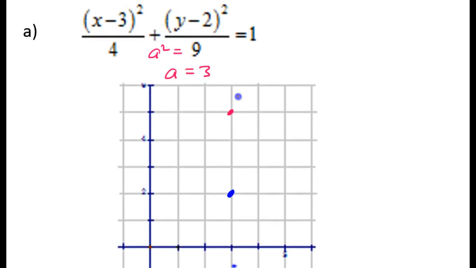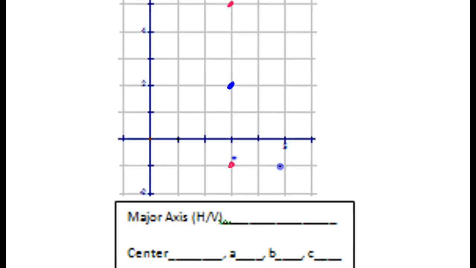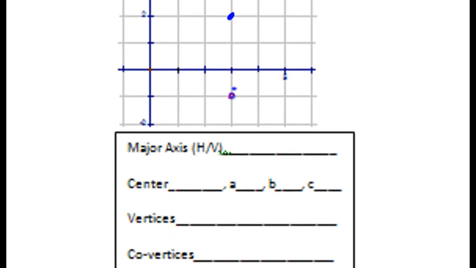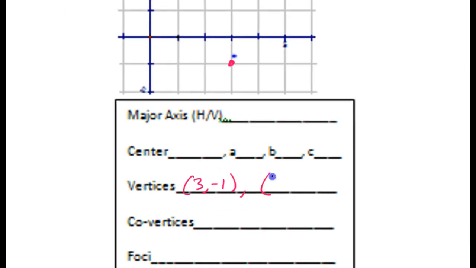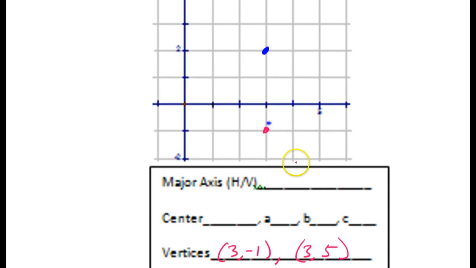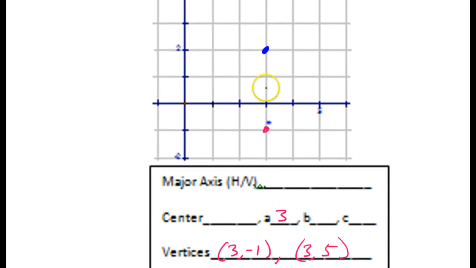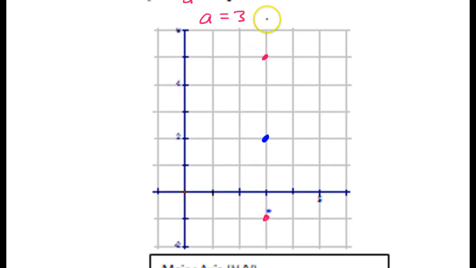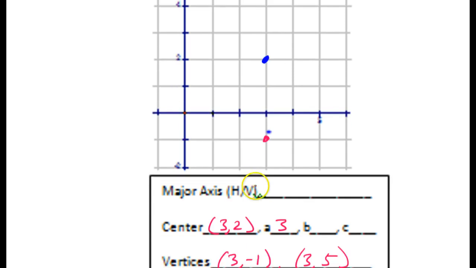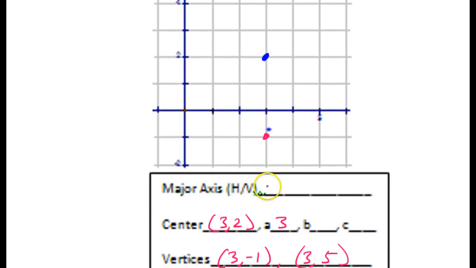These are the vertices of the ellipse. So they probably ask me for these. So this lower vertex is 3, -1, and the upper vertex is 3, 5. All right, we found that the a value is 3 and the center was 3, 2. So let's write that down. Noticing that the vertices are vertical, we can say that the major axis is vertical.